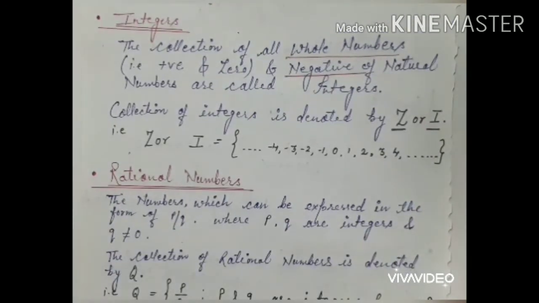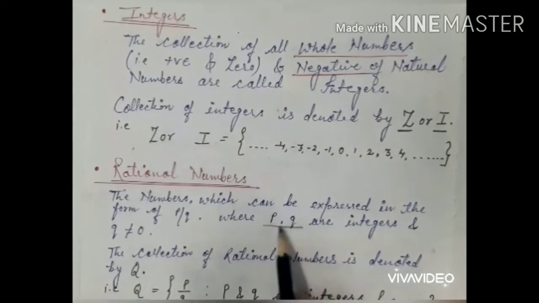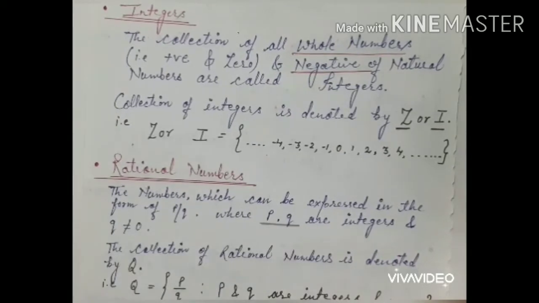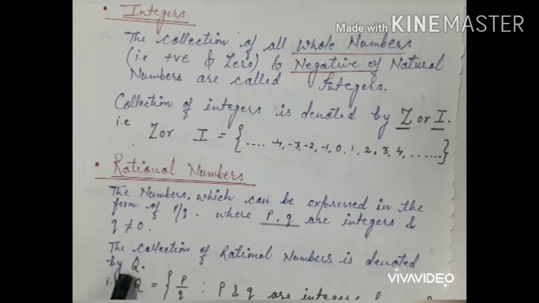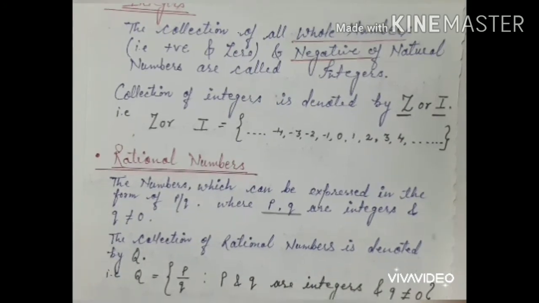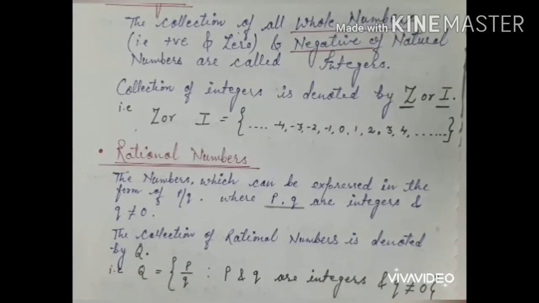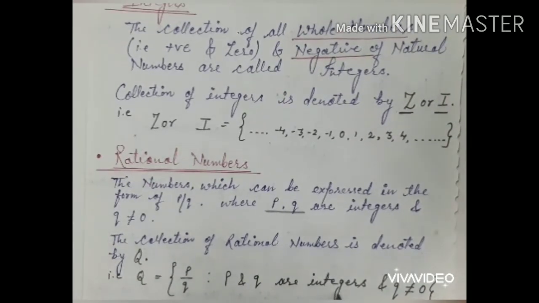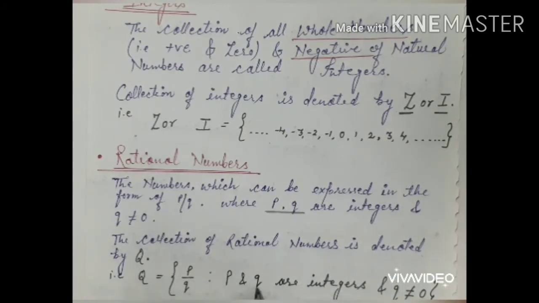Then the rational number. A number which can be expressed in the form of P upon Q, where P and Q are integers and Q does not equal 0. That means P and Q should be integers; they can be positive or negative. The collection of rational numbers is denoted by capital Q. We can write Q equals P upon Q, where P and Q are integers. One more condition is that P and Q are co-prime.